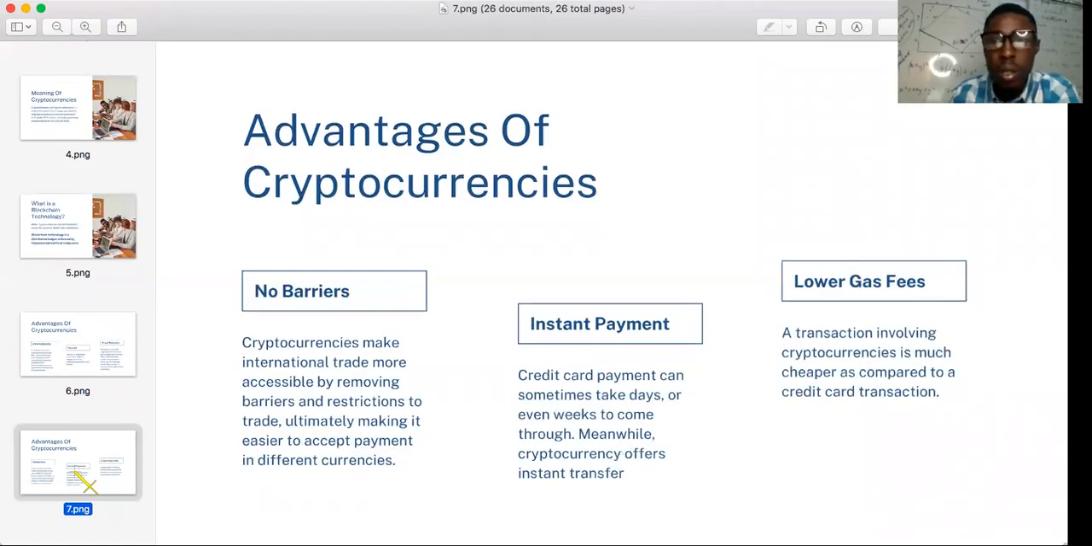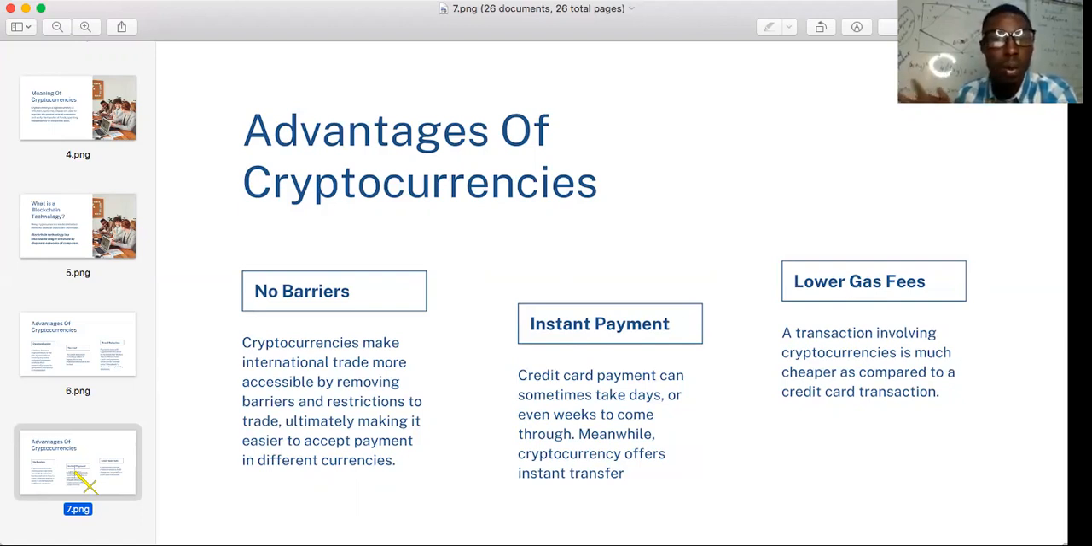Another advantage of cryptocurrency, no barriers. Basically, if you're in Nigeria, the major form of currency is the naira. It therefore means that if you're not using the naira, you cannot buy in a local shop. But with cryptocurrency, there's no barrier. You can buy anything, trade all over the world, different country, different time by using your cryptocurrency like Bitcoin, Ethereum. There's no barrier, there's no restriction. Therefore anybody can accept payments using cryptocurrency, so there's no barrier.